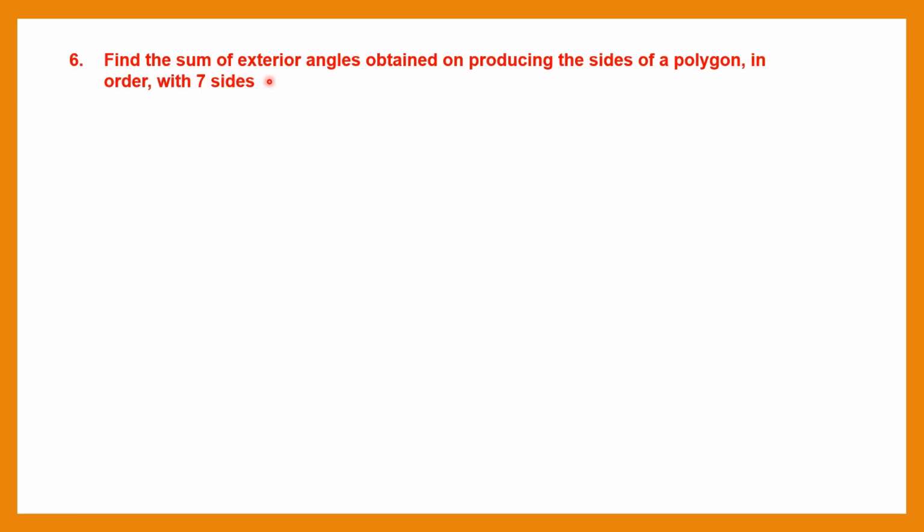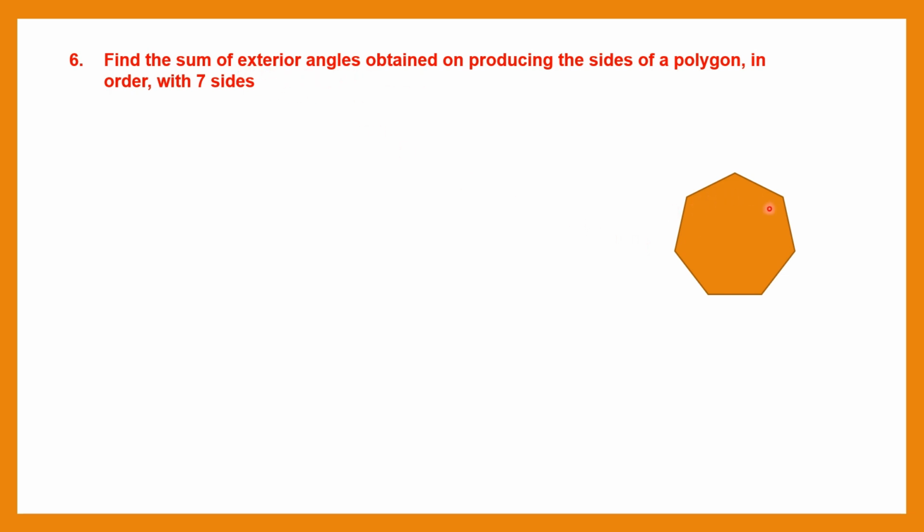Question 6. Find the sum of exterior angles obtained on producing the sides of a polygon in order with 7 sides. So suppose you have a polygon with 7 sides. Now let's look at this. This is a polygon that has 7 sides. 1, 2, 3, 4, 5, 6, 7 sides. Okay. Now here they're saying find the sum of the exterior angles.